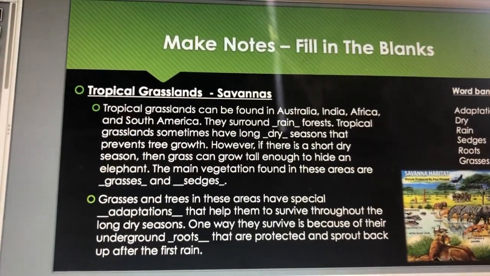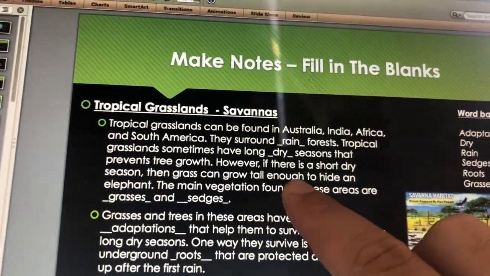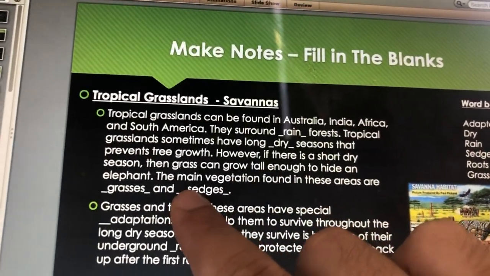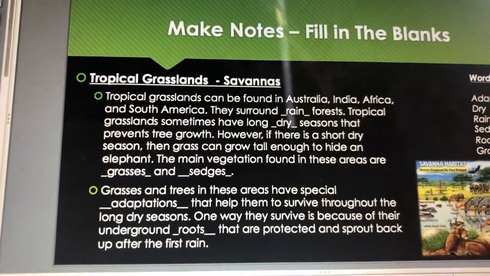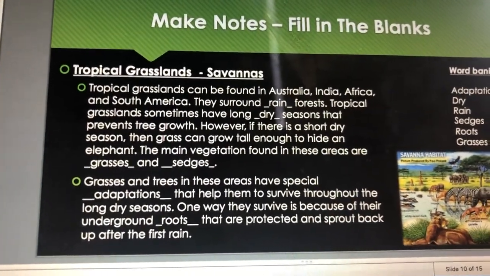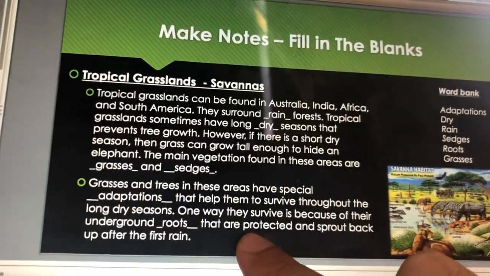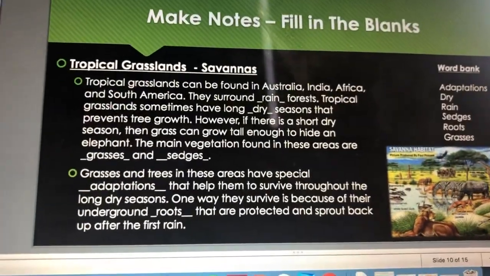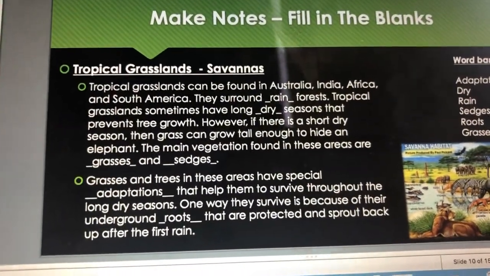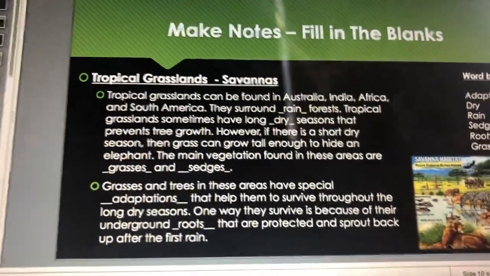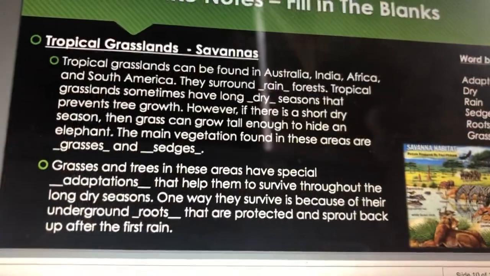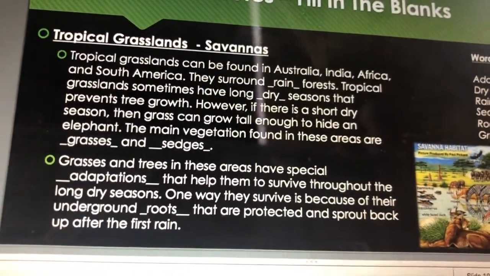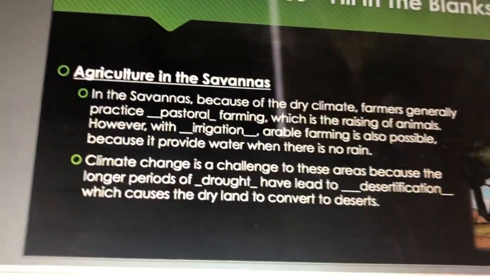The grass can grow tall enough to hide an elephant. That's what I was talking about, how it can grow at certain times. The plants have special adaptations so they can protect themselves and survive for long periods of time, and then when it rains, they can sprout back up and come back out. So they can really survive long periods without rainfall.